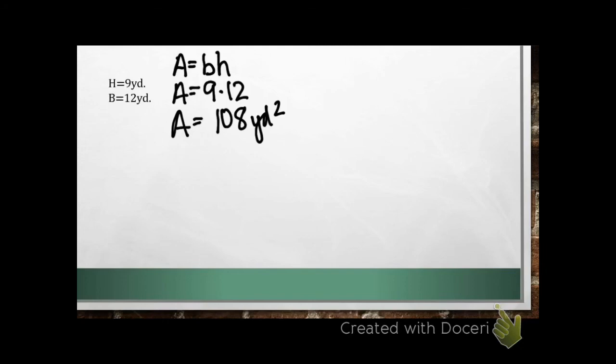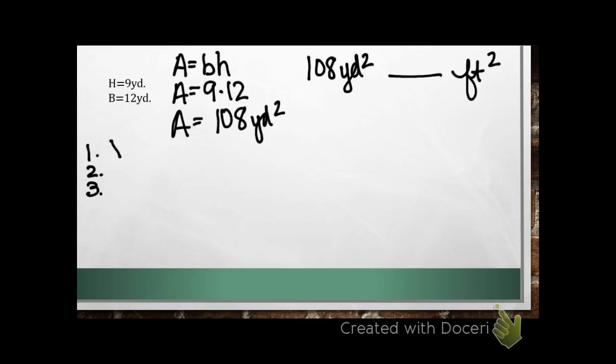All right, now let's convert 108 yards squared to feet squared. If you need to draw your box again, or you need to do your 1, 2, 3, do whatever works for you. Yards to feet, larger to smaller, multiply. Conversion factor, if you need to draw yourself a picture, by all means do it. A yard squared is 1 yard by 1 yard. And when I convert it to feet, that's the same thing as saying 3 feet by 3 feet. So I'm going to be using 9 feet squared.